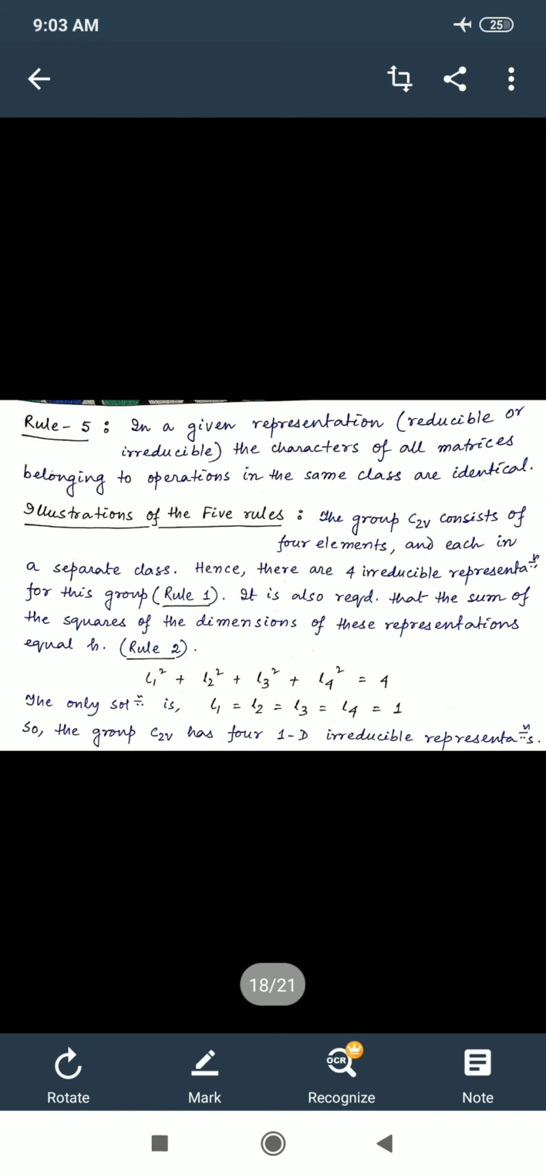Next, I am illustrating the 5 rules. I have discussed these things, and now I want to check the illustration of these 5 rules at the practical level. The group C2V consists of 4 elements, each in a separate class. Hence, there are 4 irreducible representations for this group, with notation 1 to 4. So that is our rule number 1. It is also required that the sum of the squares of the dimensions of these representations equals h. So that is our rule number 2.